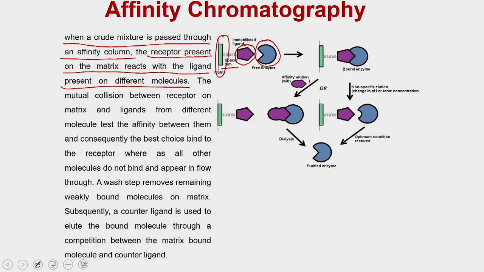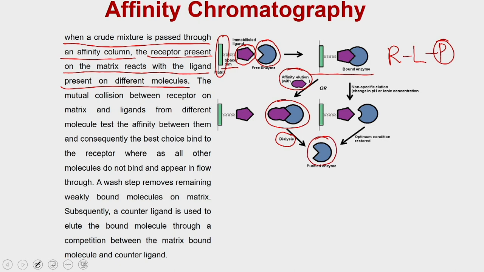Now, this enzyme is going to bind, and the rest of the biomolecules which are present in the crude mixture are not going to bind. So, you are going to have the receptor ligand protein complex, and ultimately you can add another ligand which is going to be the affinity elution, which means you are going to add a competitive ligand. Once you add the competitive ligand, that is going to break down these receptor ligand protein complexes, and this competitive ligand is going to bind to your enzyme, and that is how this enzyme is going to be dissociated from the matrix. And once you dialyze this particular sample, it is going to give you the purified enzyme.